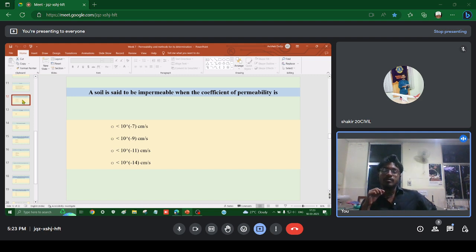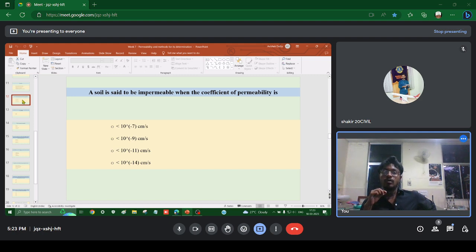Okay, so the options are less than 10 to the power -7 centimeter per second, less than 10 to the power -9 centimeter per second, less than 10 to the power -11 centimeter per second, less than 10 to the power -14 centimeter per second. Is this question clear, Shakir? Yes, sir. So the minimum value of permeability up till which I can say that the soil is permeable, and if it reduces further, then the soil will be called as impermeable.